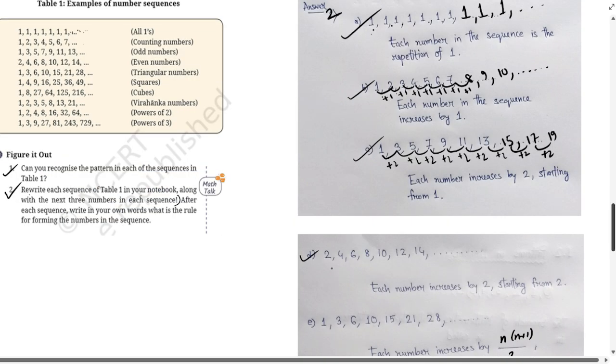Next, 2, 4, 6, 8, 10, 12, 14. These are even numbers. So what we have done: 2 plus 2 is 4, 4 plus 2 is 6, 6 plus 2 is 8, 8 plus 2 is 10, 10 plus 2 is 12, 12 plus 2 is 14, 14 plus 2 will be 16, then we will get 18, then 20.